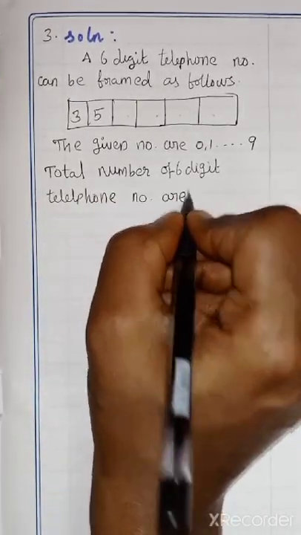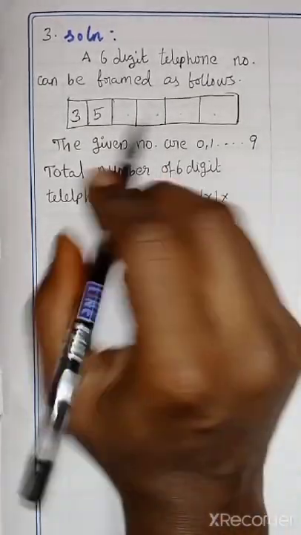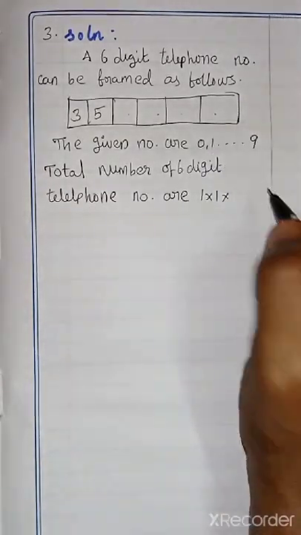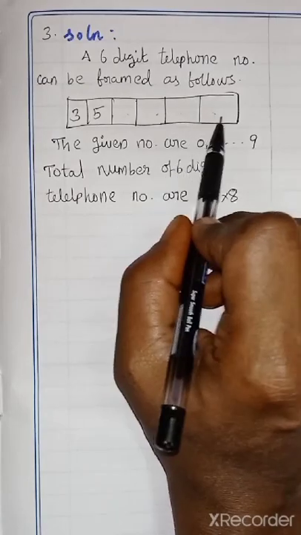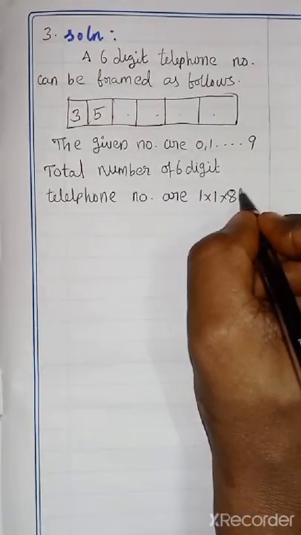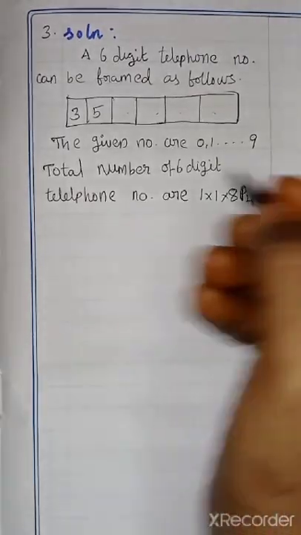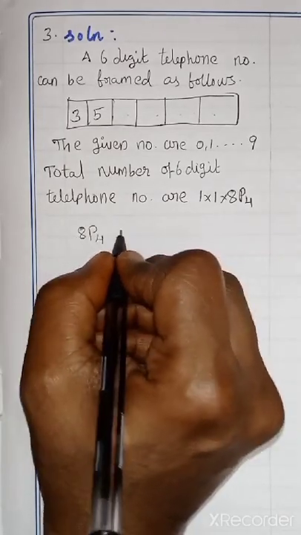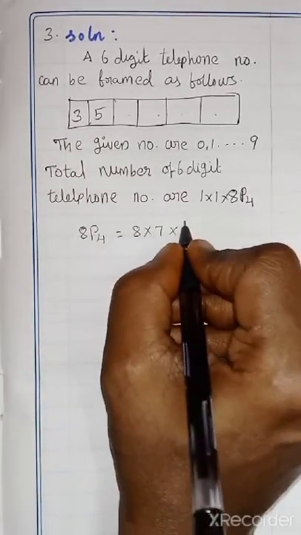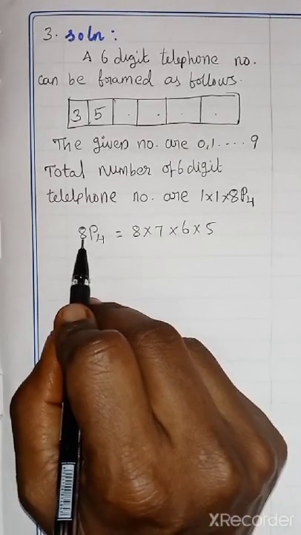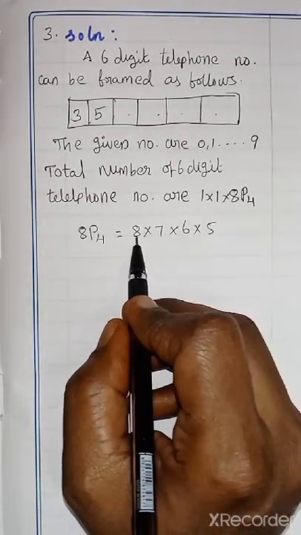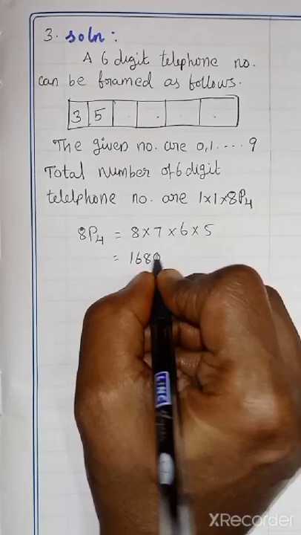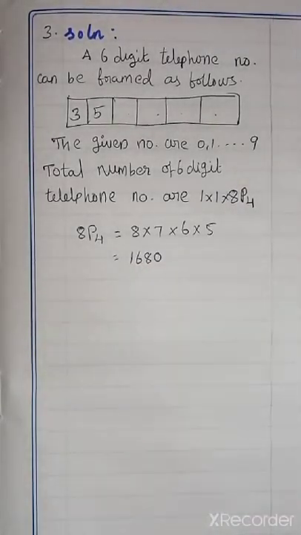1 into, this is only one time, this is only one time, so 1 into, and how many numbers will be remaining? 8 numbers will be remaining. How many places are there? 1, 2, 3, 4 places, so 8P4. Correct? 1 into anything will be the same thing. So 8P4 values are 8, 7, 6, 5. Starting with 8, 4 numbers we have to take in descending order. Multiplication, use your calculator. What answer are you getting? 1680 is your final answer.